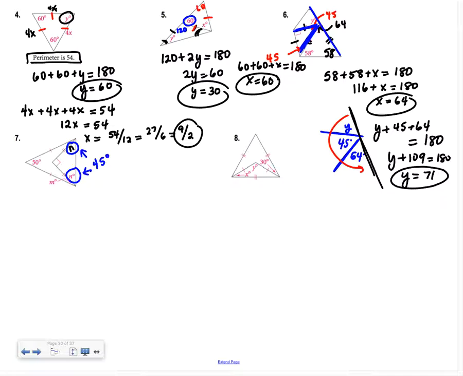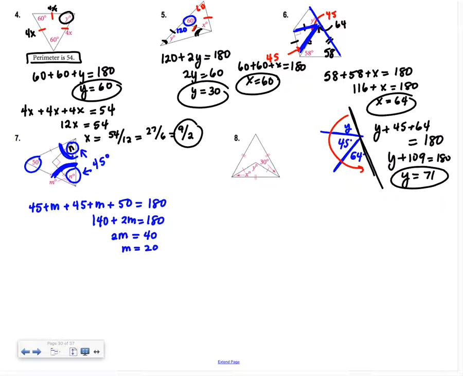Okay, because we don't know, like we could do 45 plus m, right? Being this whole angle here. So we could say 45 plus m, and then this other side could be 45 plus m, plus 50 equals 180. We could do that because we have this angle, and this angle. And we could solve it out. So we have 140 plus 2m equals 180. So 2m equals 40. So m is equal to 20. So that's one way of doing this problem.